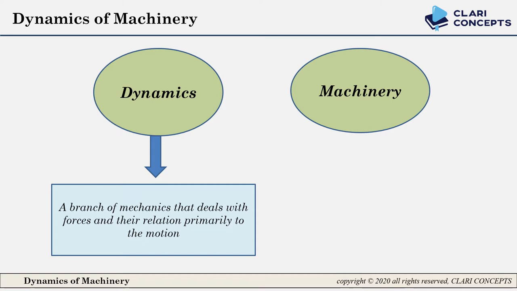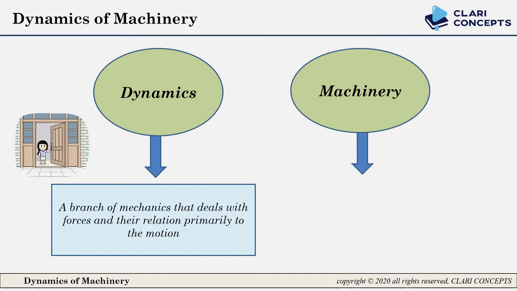Now let us understand with a simple example. While we are opening a door, we pull it or push it and the door opens. Here the door is a rigid body or object. Pulling or pushing is a force for it, and the opening of the door shows the motion of an object due to force.